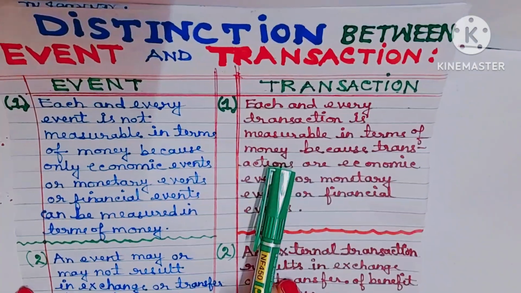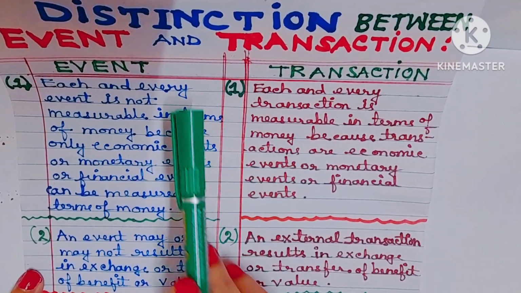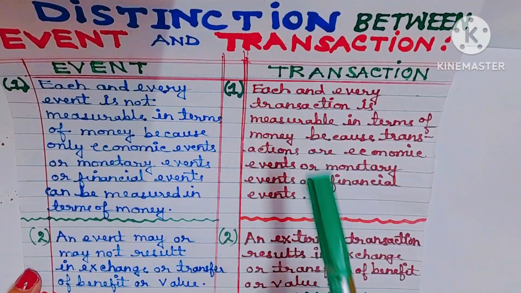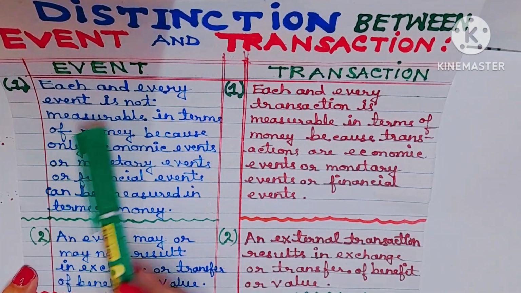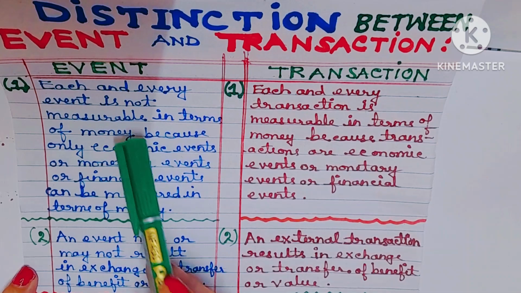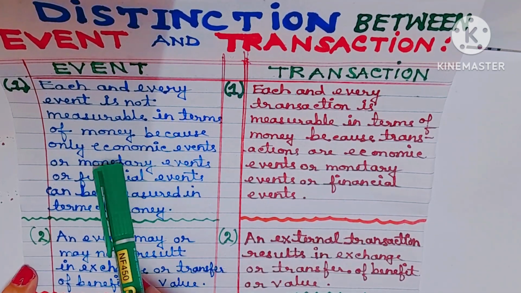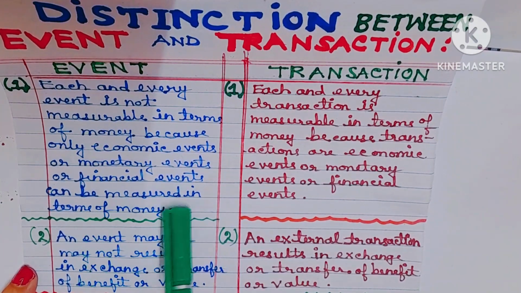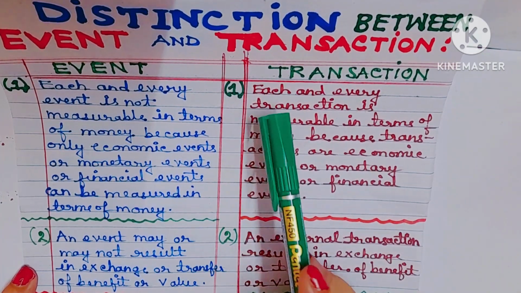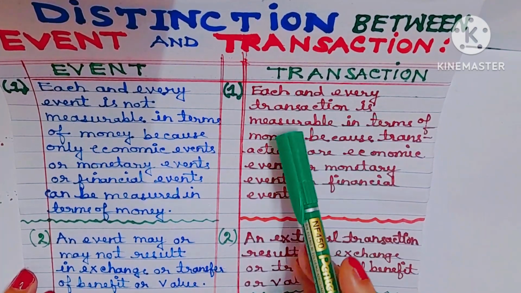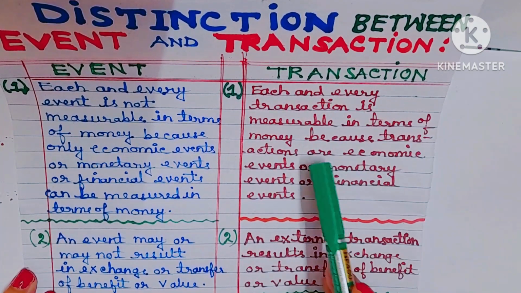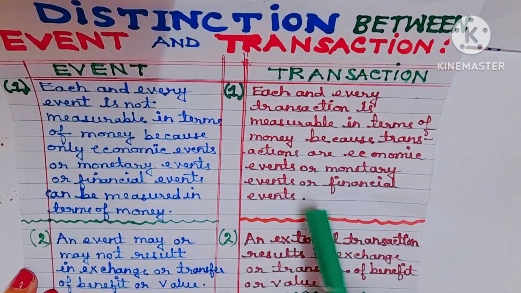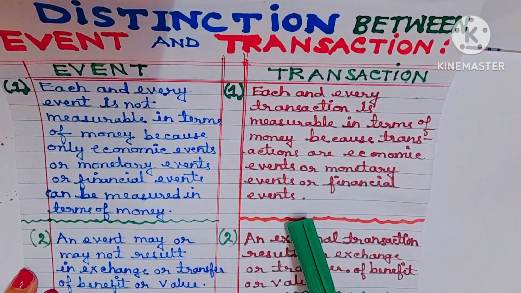So now let's see what are the differences between event and transaction, or what is the distinction between an event and transaction. Event. Number one, each and every event is not measurable in terms of money because only economic events or monetary events or financial events can be measured in terms of money. Number one, transaction. Each and every transaction is measurable in terms of money because transactions are economic events or monetary events or financial events.